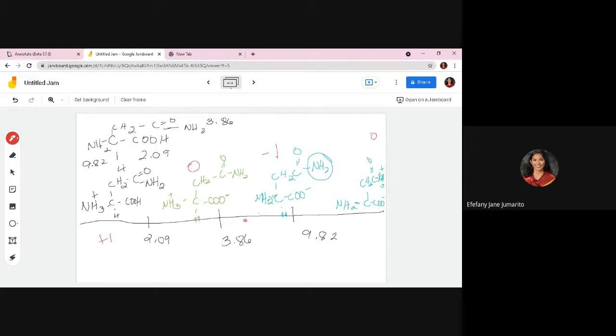So the Zwitterion here, this is the Zwitterion, class. The PI here is 2.09 plus 3.86 over 2. What is the PI? PI is the Zwitterion of asparagine.